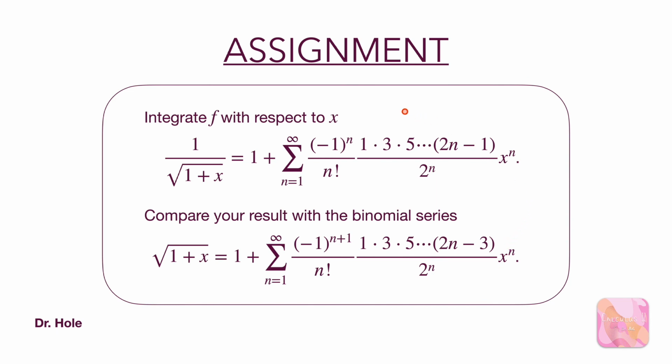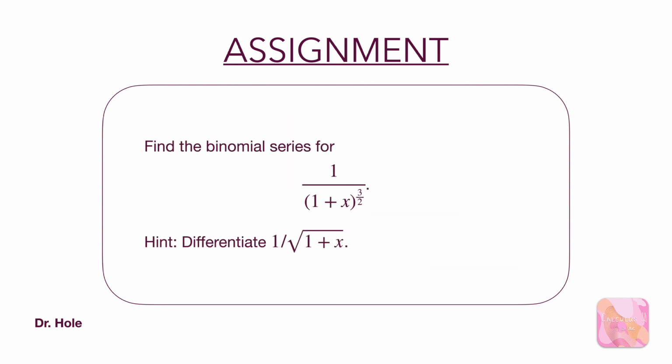So here's an assignment. Use the binomial series that we explicitly wrote out and integrate. And then compare what you get with the given expression. And a second assignment, find the binomial series for 1 over binomial 1 plus x raised to the 3/2. And note that one way to go about it is, as we did in our example, looking term by term, but another way, thanks to the absolute convergence, is to simply differentiate term by term.